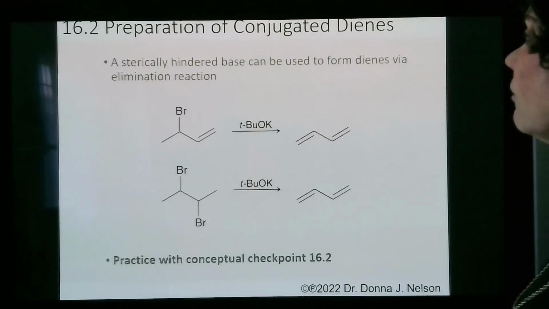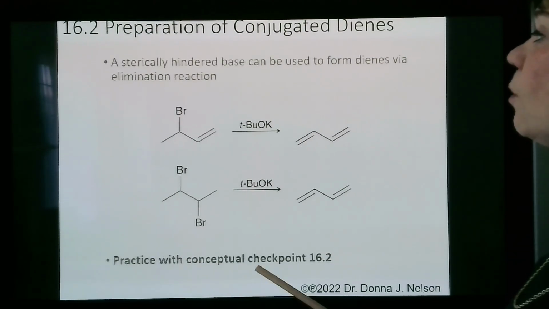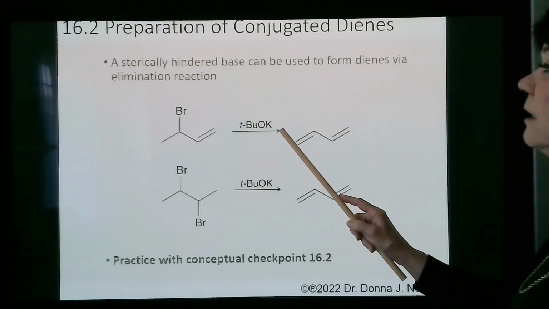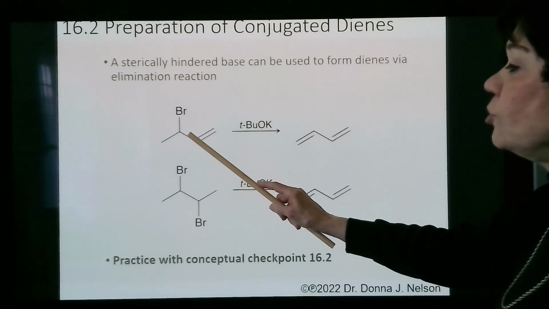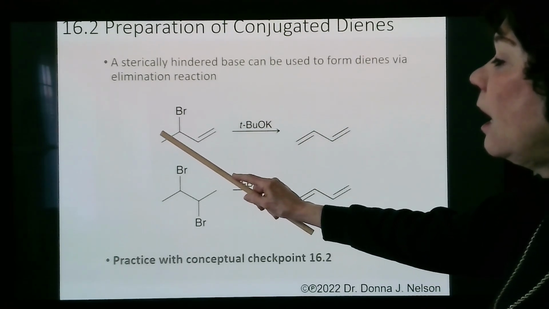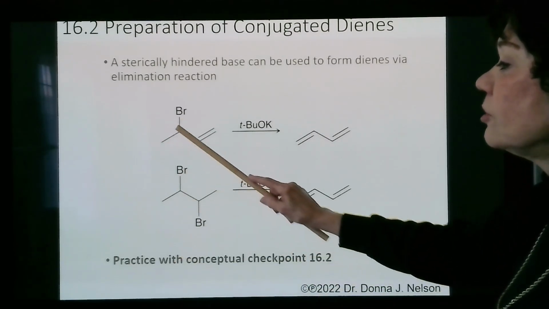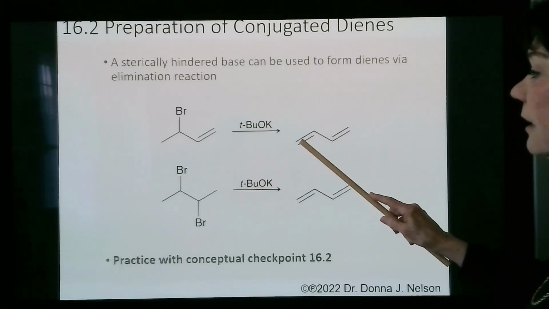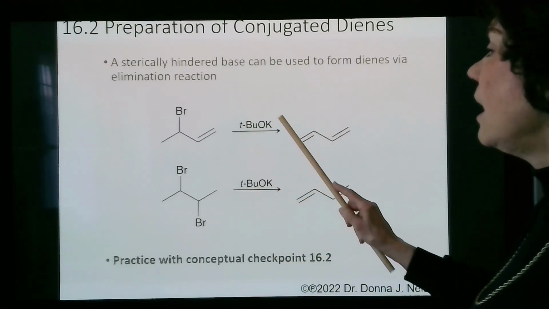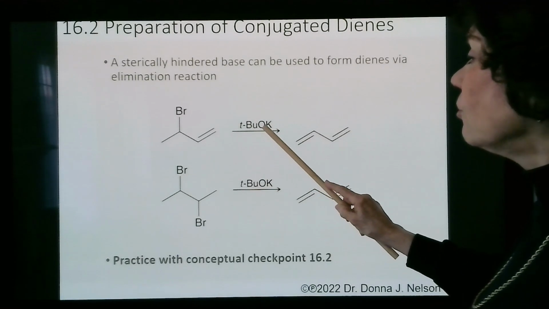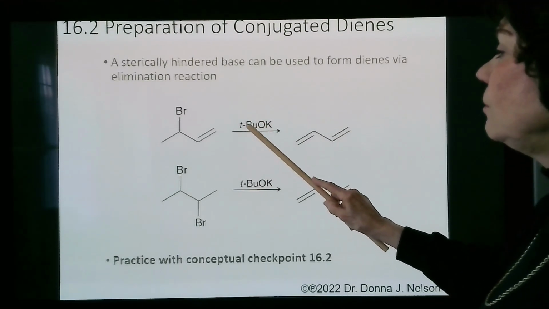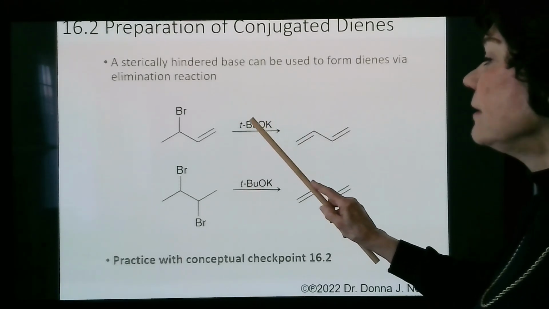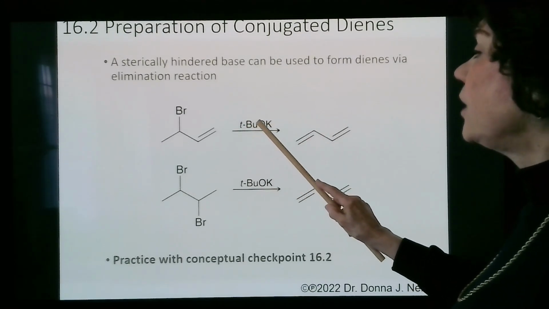Now, the preparation of conjugated dienes. A sterically hindered base can be used to form a diene through an elimination reaction. So here, HBr is lost across this carbon-carbon bond, and a double bond is formed. So this is the second double bond in the molecule in this case. A very sterically hindered base is used. This is the t-butoxide, so this is potassium t-butoxide. And here this is sterically hindered.